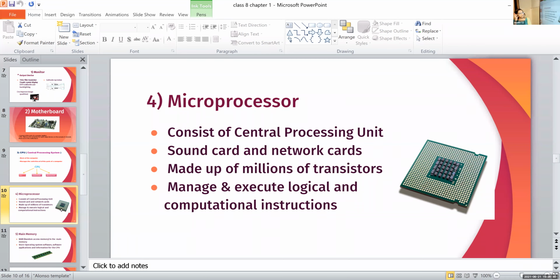So what is a microprocessor? It is a single chip implementation of a CPU. It consists of a central processing unit. It is a programmable device that accepts the data, processes it, and gives us the result. It is made up of millions of transistors.